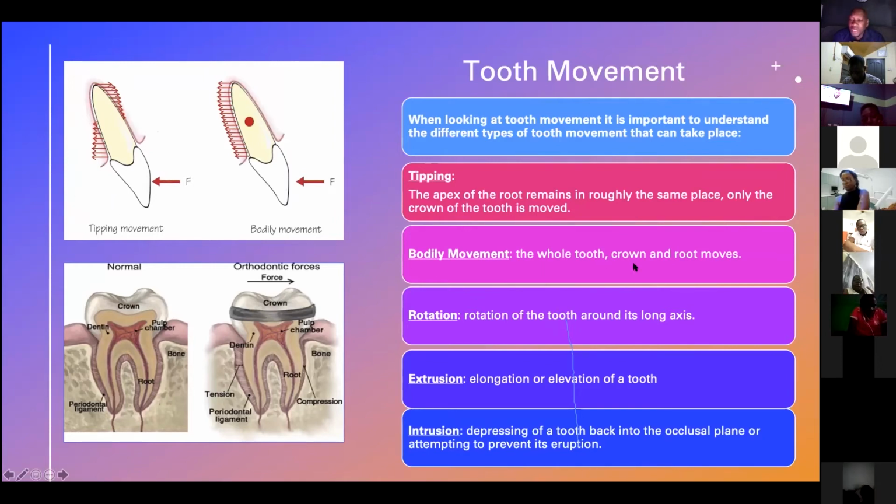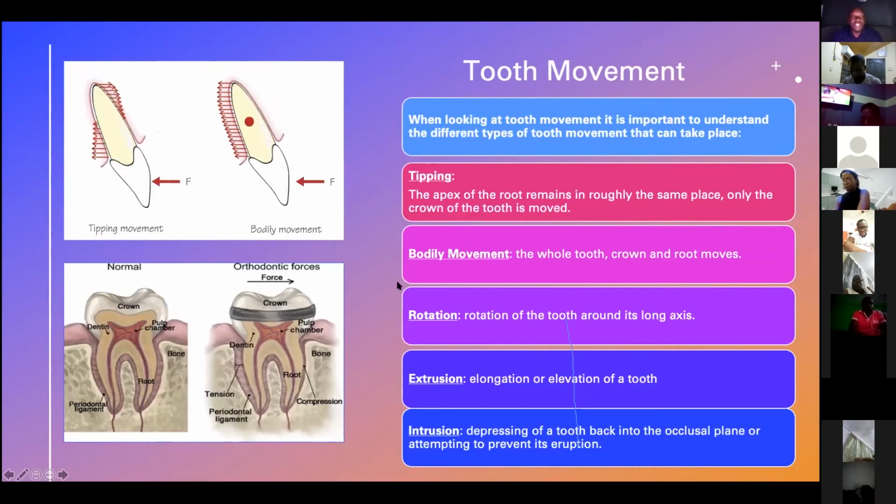And then you get bodily movement where the whole tooth, crown, and root moves. So bodily movement, different from tipping, would be where you move the whole tooth itself. So this would be moved backwards or forward, depending on where you apply the force or the pressure.